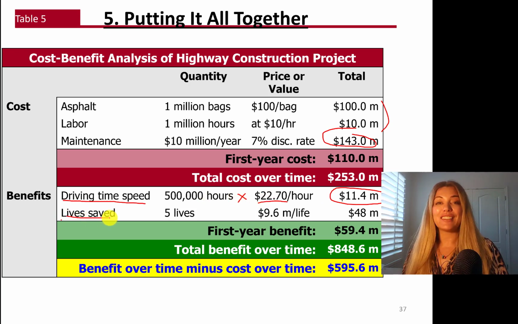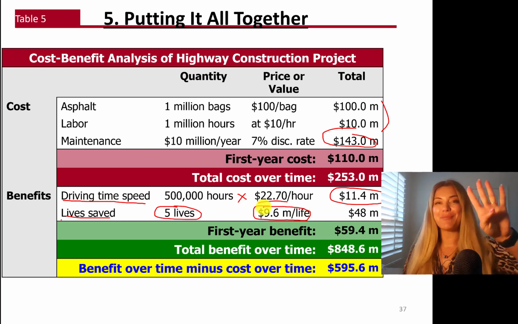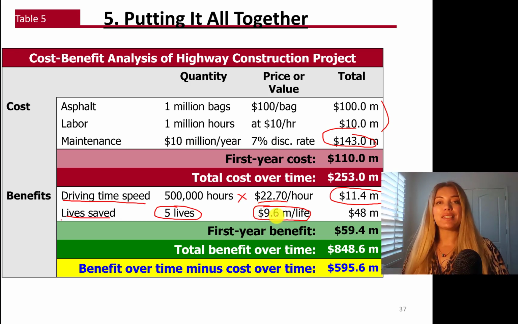And let's take a look at the lives saved. So we saved 5 lives. And in the previous parts, we said that statistical value of human life, that's in part 4 we studied, go back to the previous video, is $9.6 million times 5, $48 million. So first year benefit would be what? 48 plus 11.4. This would be $59.4 million.